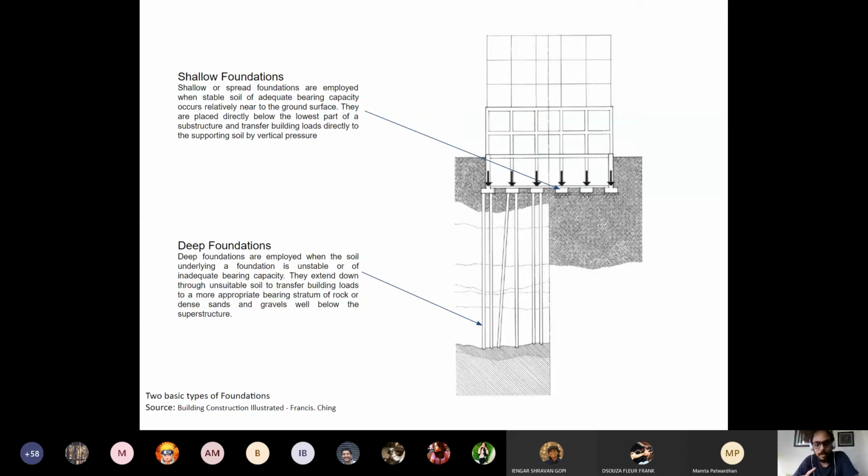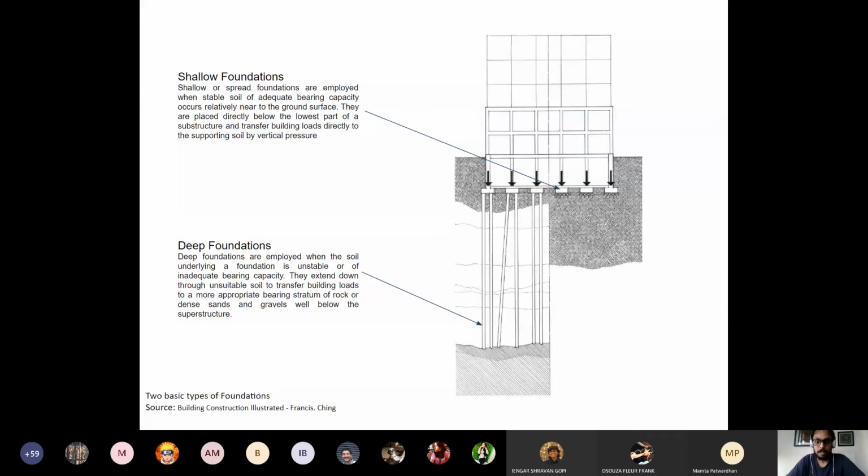Then there are what are called deep foundations, which are employed when the soil underlying a foundation is unstable or of inadequate bearing capacity. They extend down through the unsuitable soil to transfer building loads to a more appropriate bearing stratum of rock or dense sand and gravel well below the superstructure. Do you understand? A deep foundation will go below the soil which has inadequate bearing capacity and reach the soil which has suitable bearing capacity. It will go all the way down there, and then it will settle the foundation.